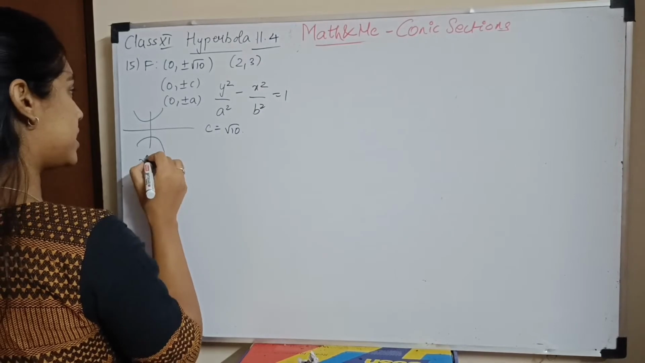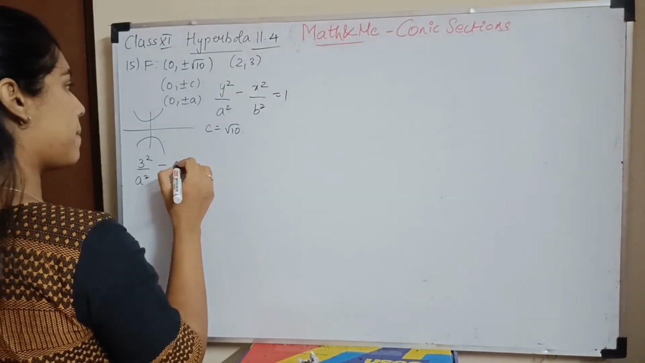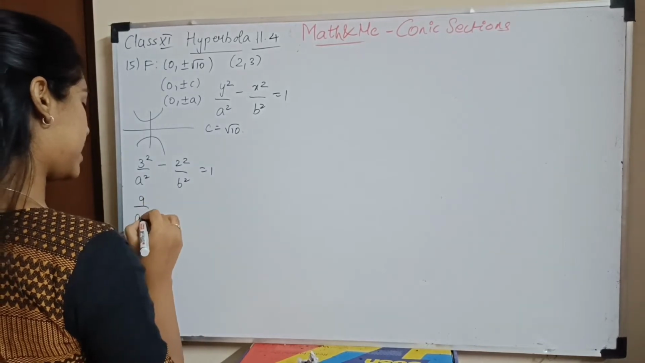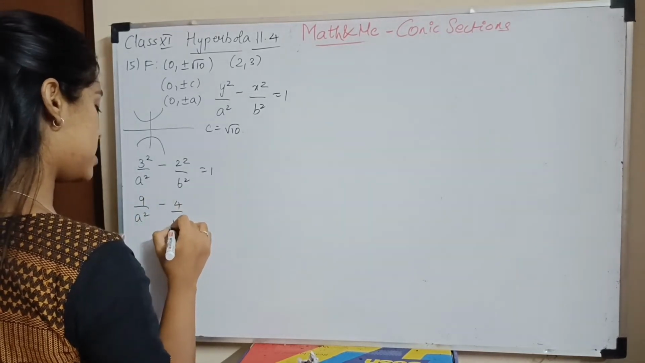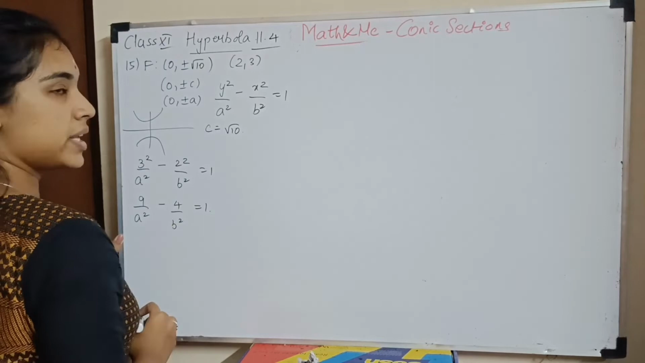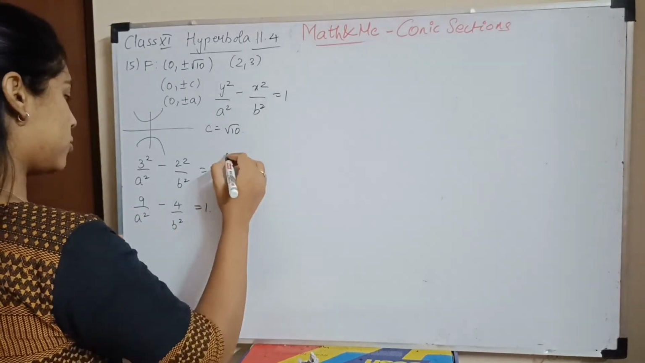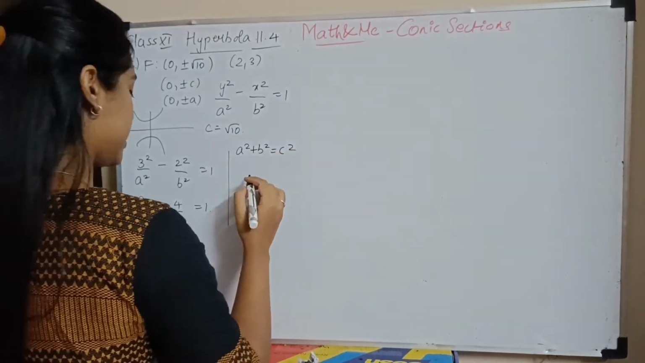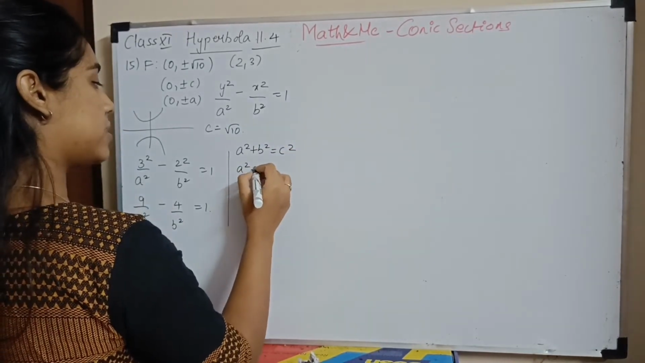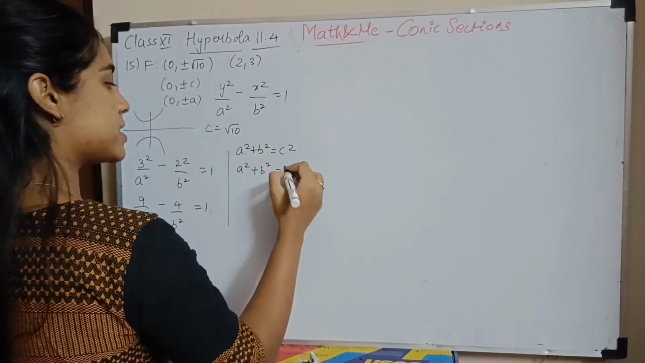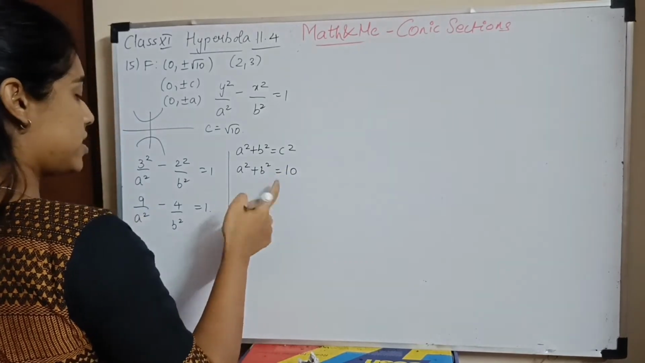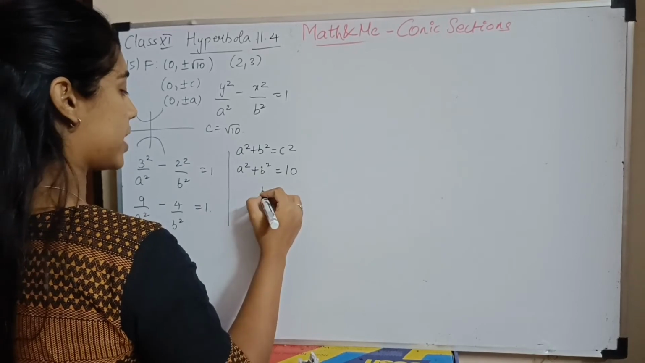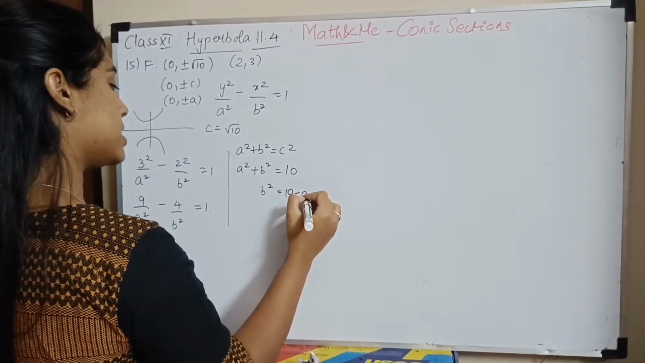So I have 3²/a² − 2²/b² = 1, that is 9/a² − 4/b² = 1. Where is the relation? I know that a² + b² = c², so a² + b² = 10. So I can write one of the variables in terms of the other variable. So I have b² = 10 − a².